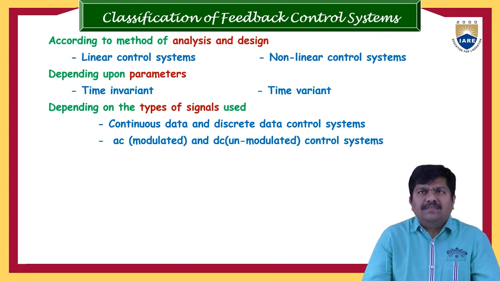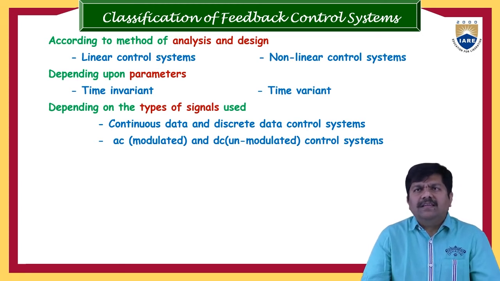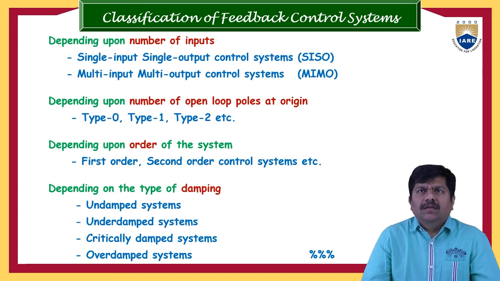Depending on the parameters, we have already discussed time invariant and time variant. Depending on the types of signals, there are continuous data and discrete data control systems. Now, AC and DC control systems also. Of course, this is very simple. AC is nothing but modulated and DC is unmodulated. These are the different types of control systems we can come across.